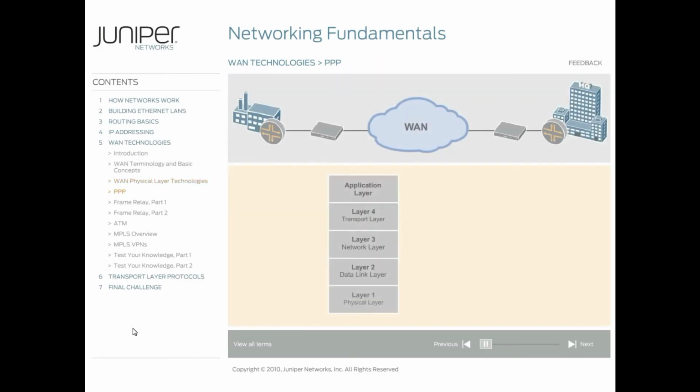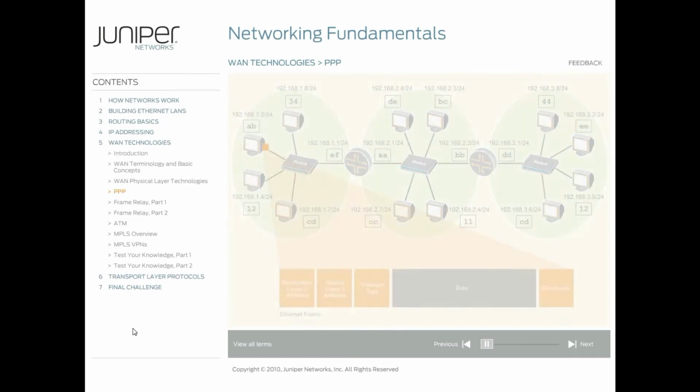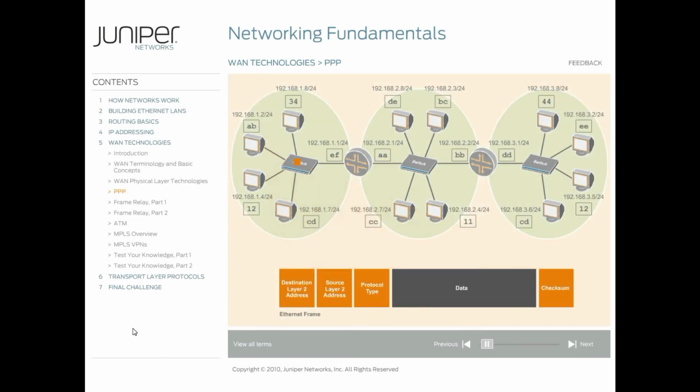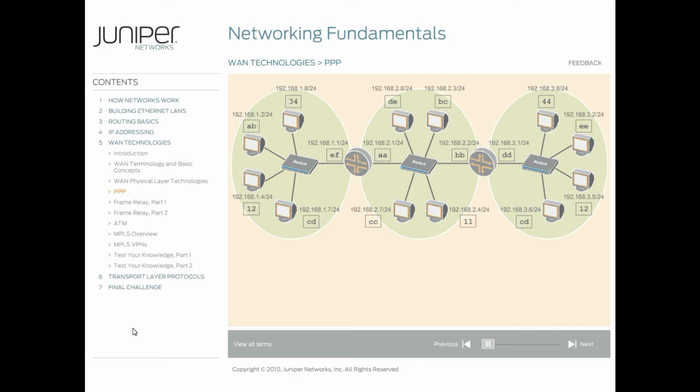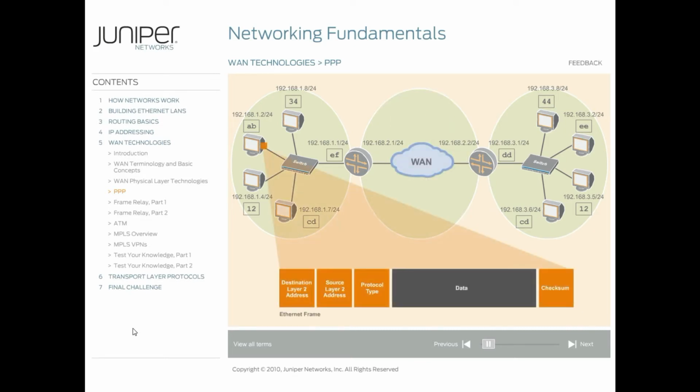Now that we've covered WAN Layer 1 technologies, let's move up the stack and take a look at what specific technologies are used by WANs at Layer 2. Remember that when we looked at Ethernet technologies, we saw how routers and switches use Layer 3 and Layer 2 or MAC addresses to get the data to its final destination. When data is going over a WAN, different Layer 2 technologies are used, but the basic concept is the same.